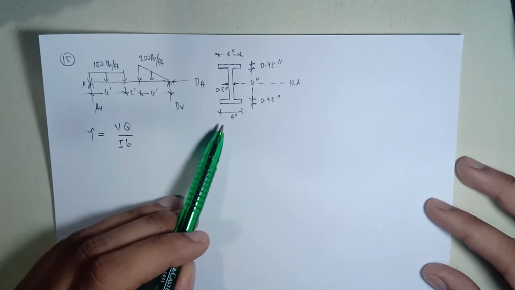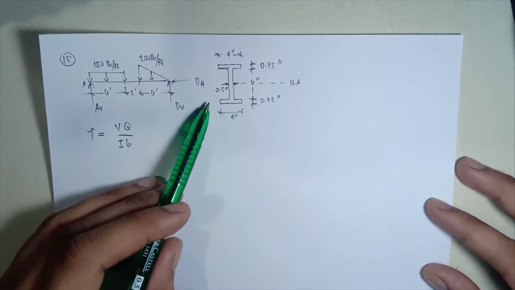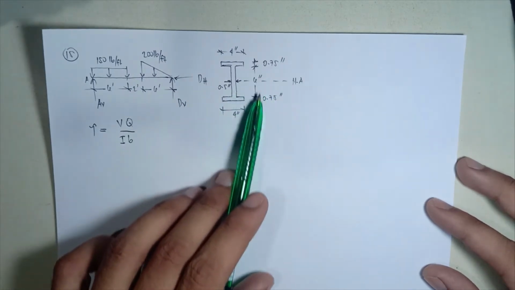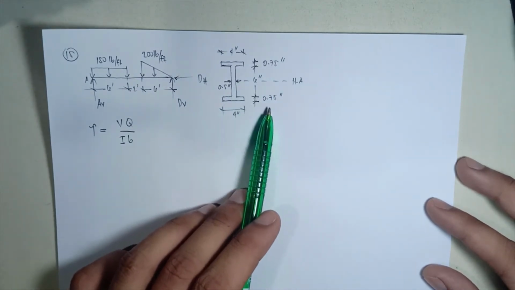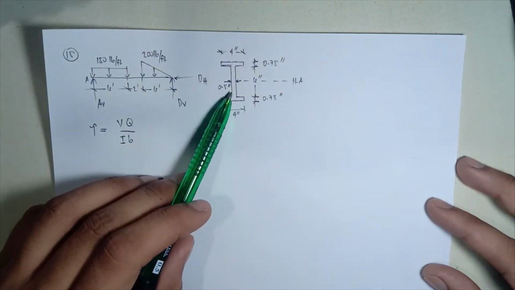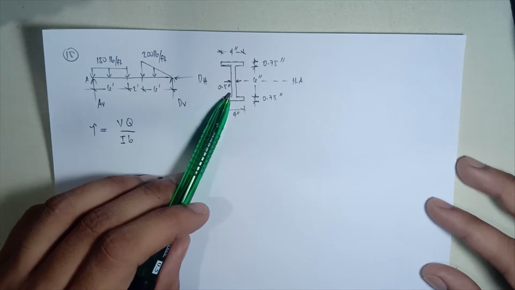So, meron tayong width of the flange, 4 inch, and thickness of the flange, which is 0.75 inch. Then, meron tayong overall height of 6 plus 0.75 plus 0.75 equals 7.5 inches. Then, meron din tayong thickness of the web, which is 0.5 inch.